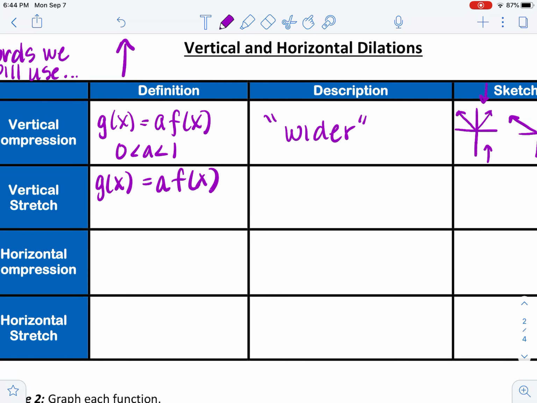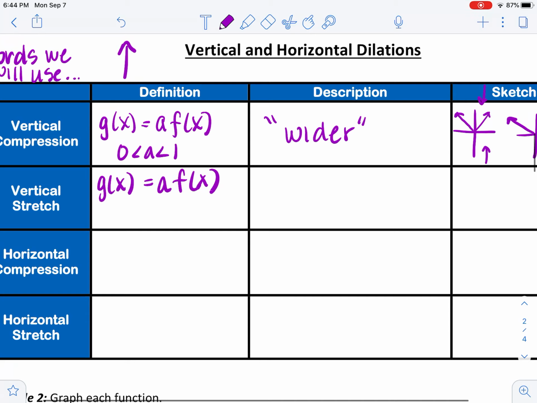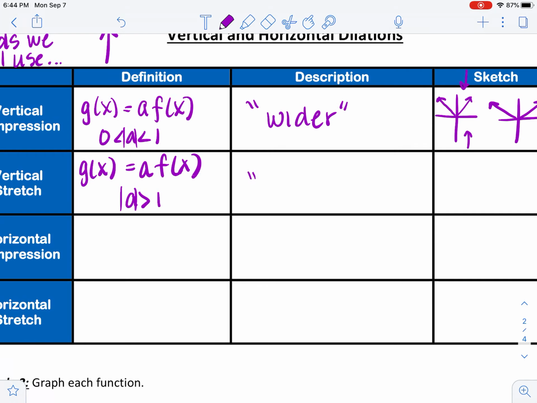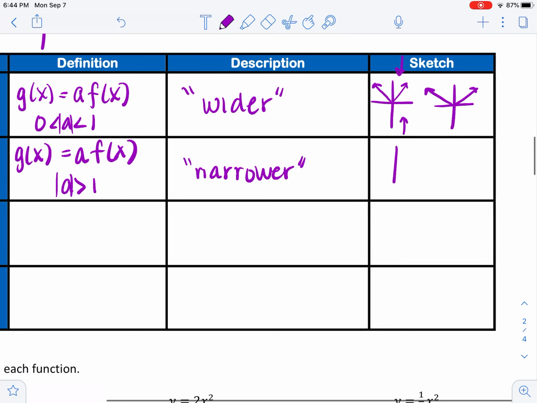Okay, well, how do I know if it's a vertical stretch? If there's a coefficient in front of the parent and that number is greater than 1, and I should say the absolute value of that number because the negative wouldn't matter, then it's going to be narrower, or skinnier. So if this was the parent, I'm just using absolute value because it's easy to show on this, and there was a coefficient in front of your parent that was bigger than 1, that means that there's going to be a vertical stretch.